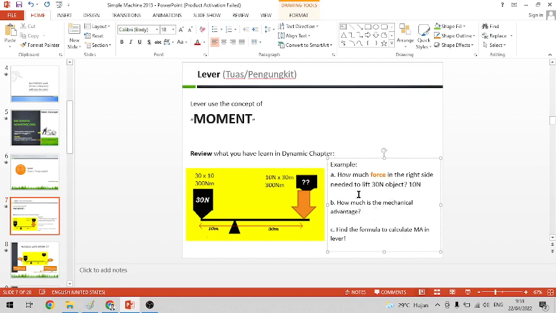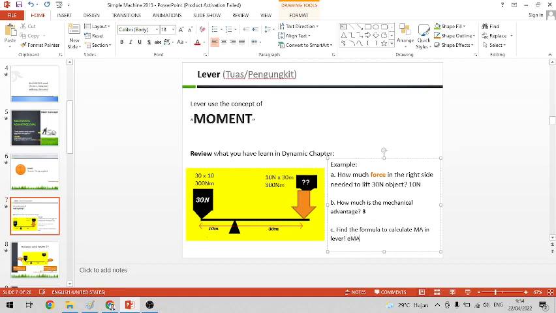So we can get the mechanical advantage, which is 3, because we only need 10 to lift 30, so it's 3 times easier. So the mechanical advantage is 3. And the formula to calculate mechanical advantage in a lever is, if we don't know the weight or the force, we can just use the length of the lever here. We can get mechanical advantage 3 by using this 30 meter divided by 10 meter.